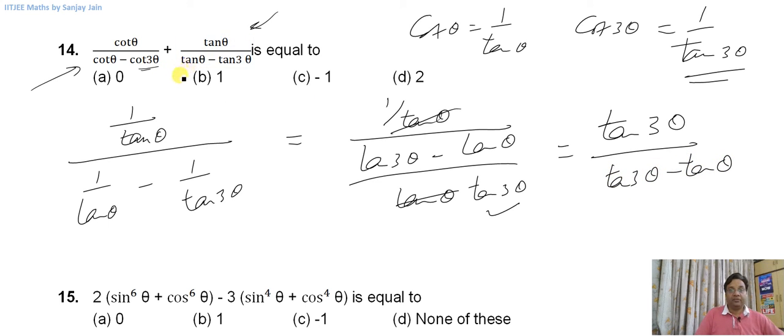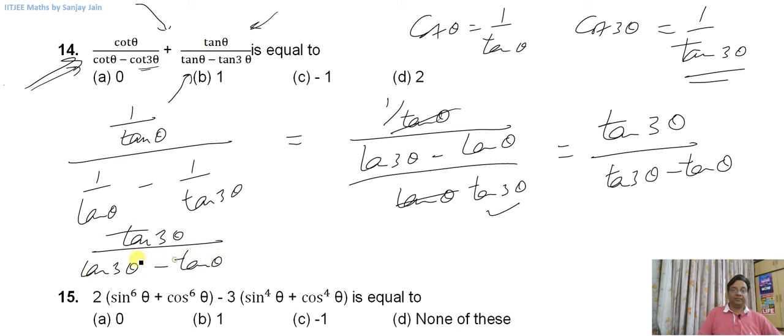But here I've got tan theta minus tan 3 theta. So what I'll do is I'll change this sign to negative, and the denominator will become the same, right? So now let me write the first term as tan 3 theta divided by tan 3 theta minus tan theta, right, which is this.